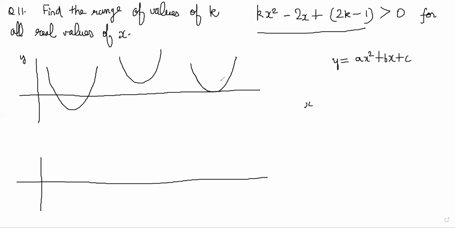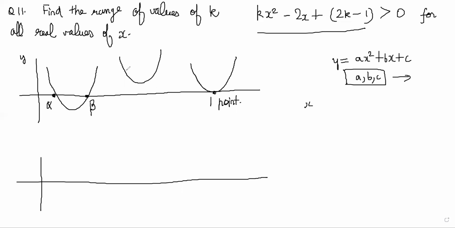Now, which one is it? It depends on the values of a, b, and c. Okay, a, b, and c are real numbers. So that decides whether it is above, whether it is cutting the x-axis at 2 points, or whether it is touching the x-axis at 1 point, right? So if it cuts the x-axis at 2 points, then that means that y is becoming 0 at 2 points, right? And those are the 2 real roots of it, right?